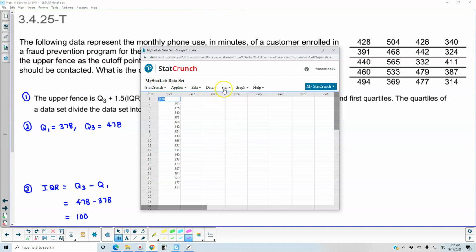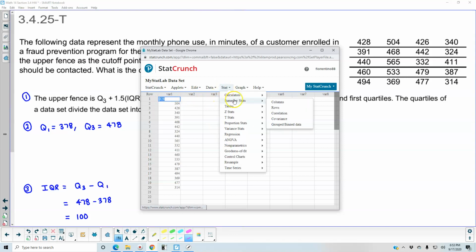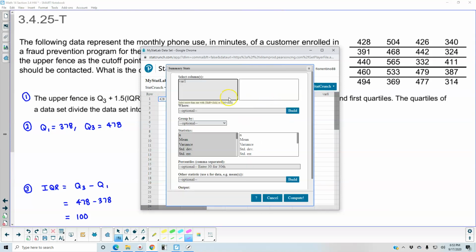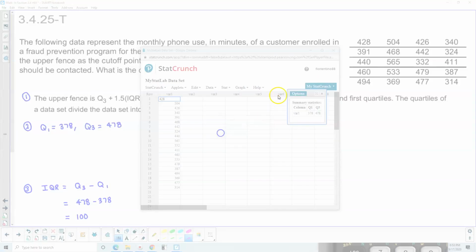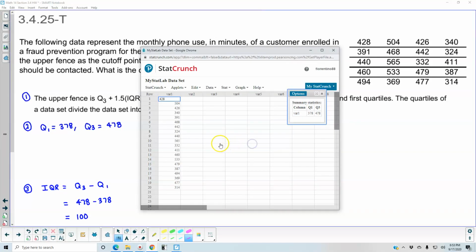Okay, now that we have our data, we're going to go to Stat and then Summary Stat and then select Column. And then we're going to select our Variable 1 column. And so what we're interested in is quartile 1 and then quartile 3 in order for us to be able to determine the interquartile range. So we're going to select Compute. So now we take our data from StatCrunch.